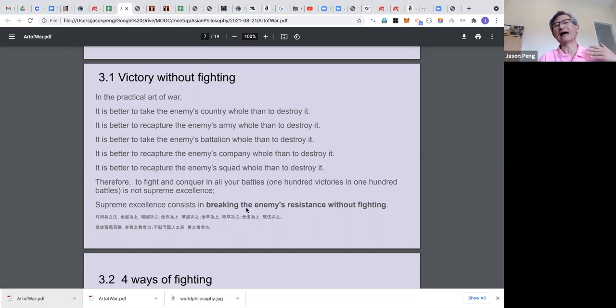So here he said to fight and conquer in all your battles. If you win 100 battles, okay, every battle you won is not supreme excellence, because you still go to war. The supreme excellence consists in breaking the enemy's resistance before fighting. So if you really go to fight the war, just like Lindsay said about the aggressor, if you really send the military to another country, you are on the second hand. You are not at supreme excellence. The supreme excellence is that they do it before you send the military. So that's the key message here.